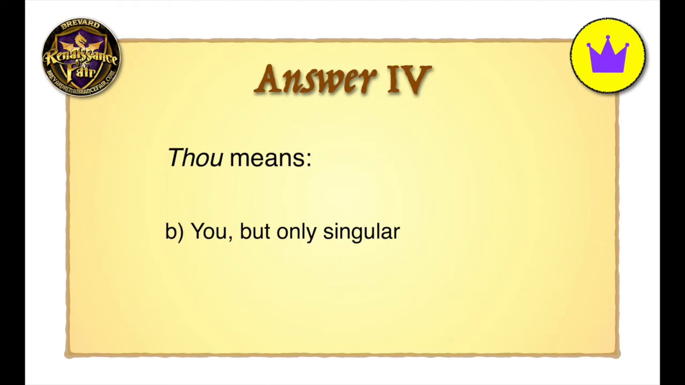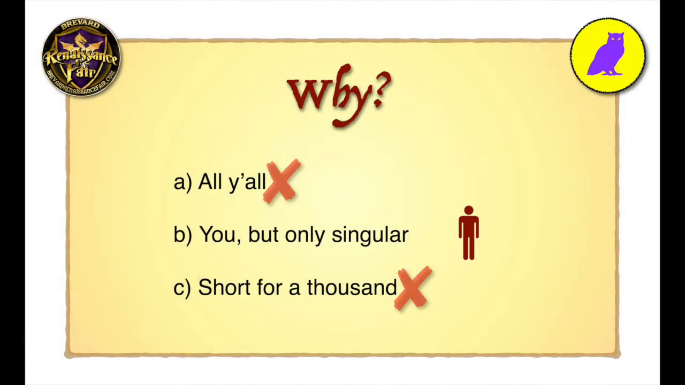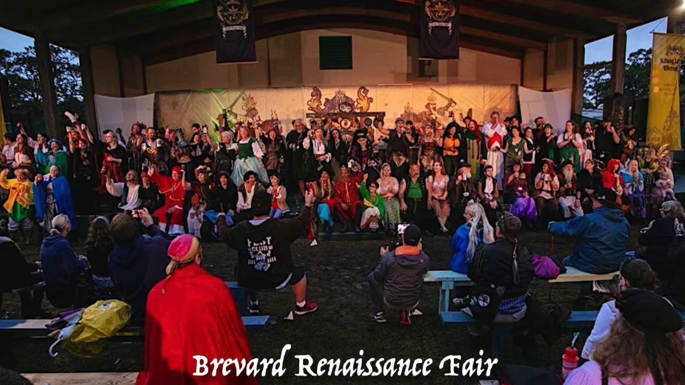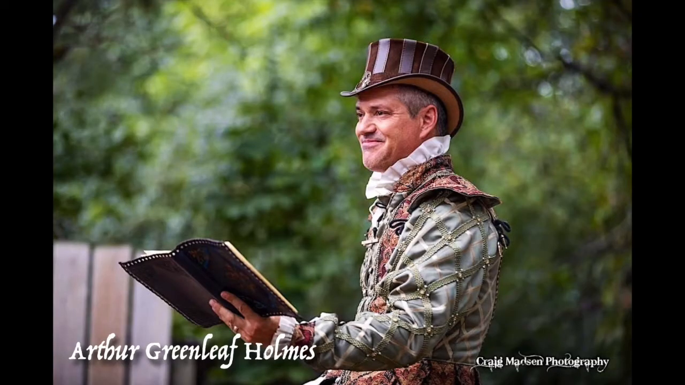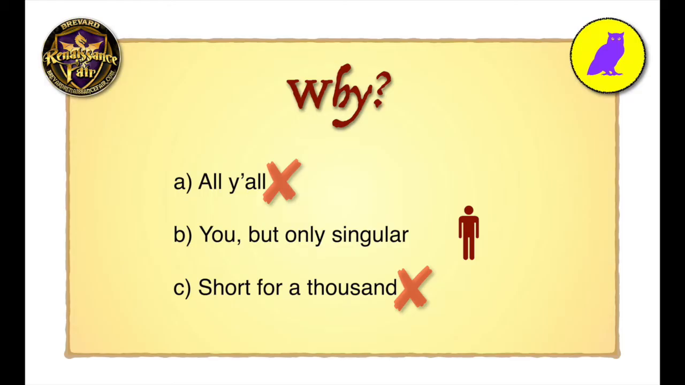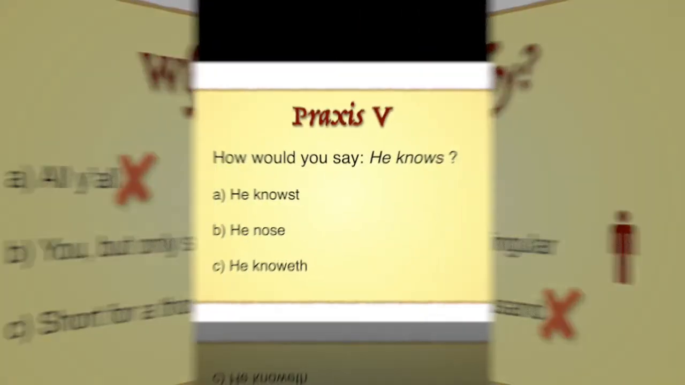You, but only singular. Remember we talked about thou means just one single you. Not you and your whole posse, not all y'all. That would be ye, or you. Thou just means you all by your little self. Short for 1,000, well, sure, in 2020.